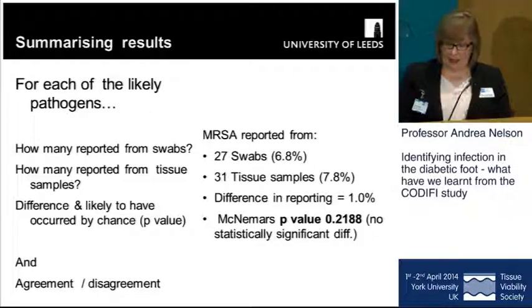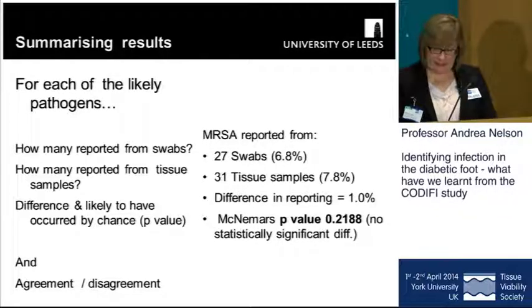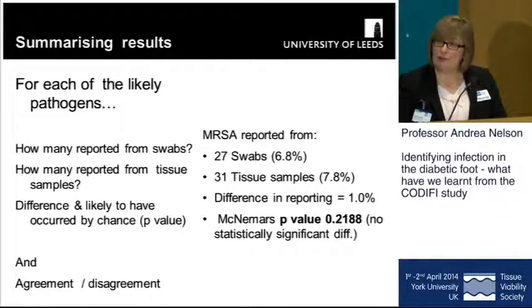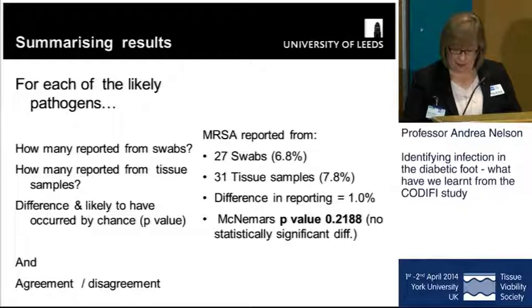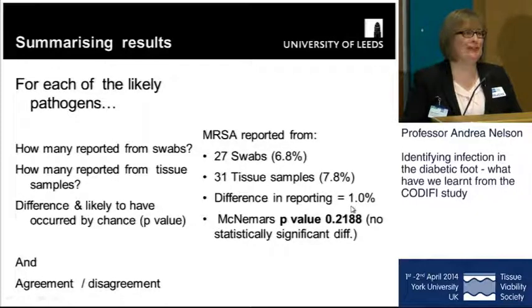So we have some excellent statistical brains on the team, and they have worked with us to summarise the results. And if you look at this, it shows that 6.8% of the swab samples reported MRSA, 7.8% of the tissue samples reported MRSA, so the difference in reporting was 1.0%. I chose this example because I could do the maths.